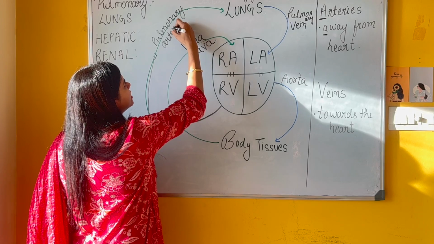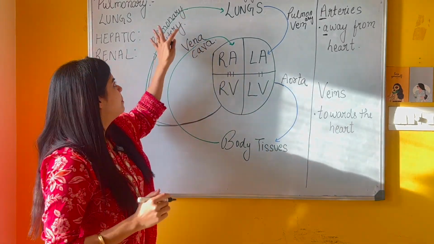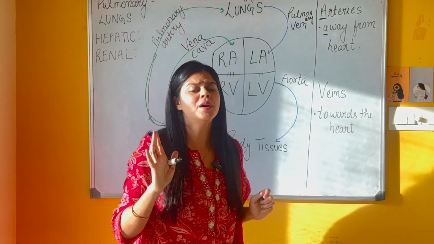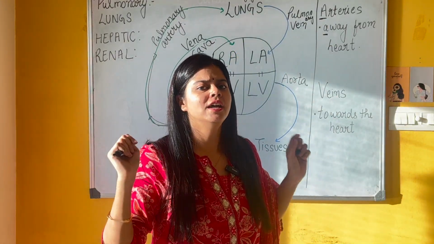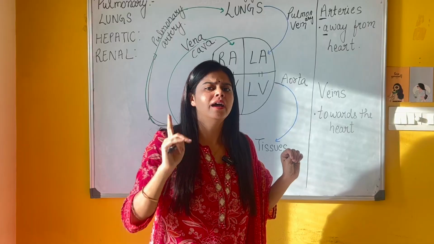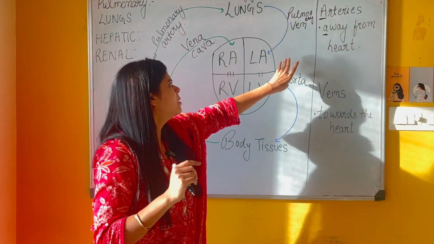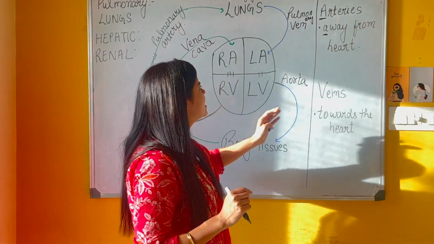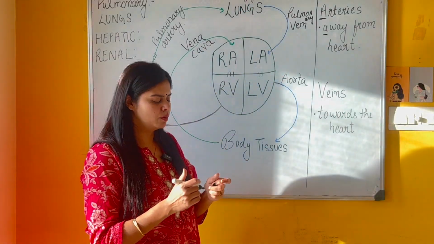Pulmonary artery. Pulmonary artery will take deoxygenated blood to the lungs for the process of oxygenation. The lungs will oxygenate the blood, and the oxygenated blood will again come down to the left auricle with the help of the pulmonary vein, and the cycle will continue.